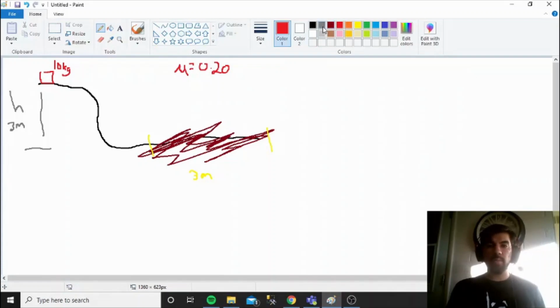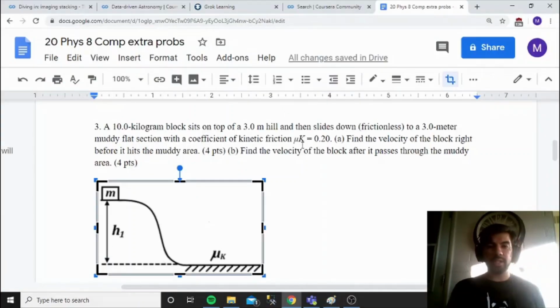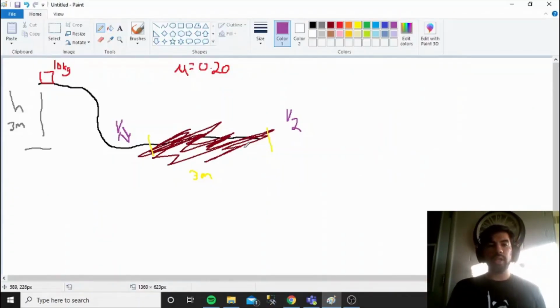Okay, so I want my V right here. We can call this V1. And then we want V2 right here after the muddy section. Find the velocity of the block after it passes through the muddy area. Okay, so this is two different ideas.